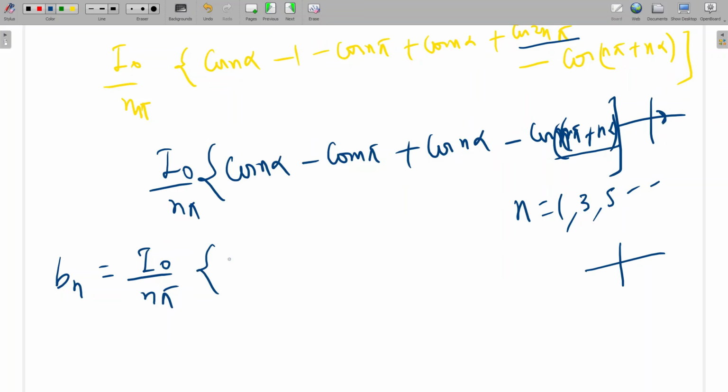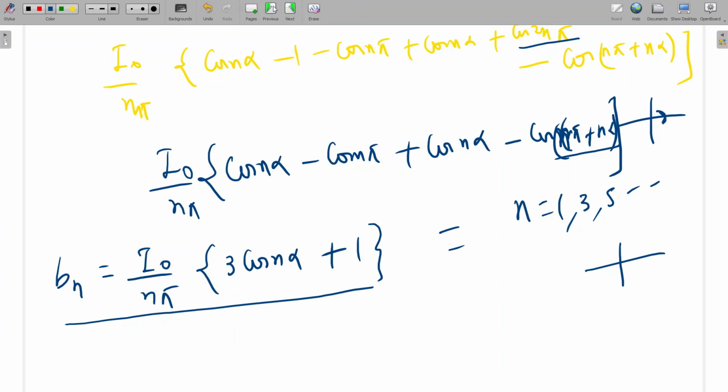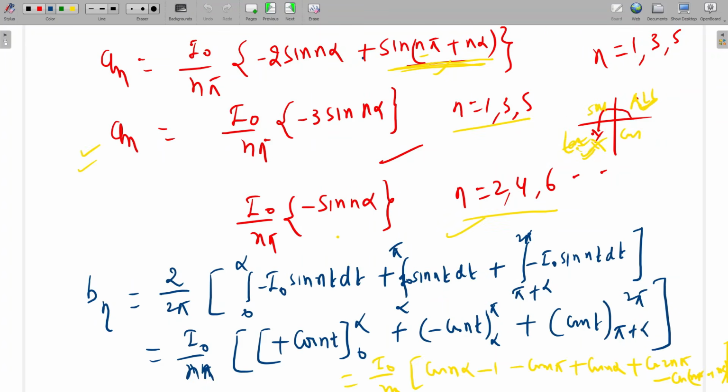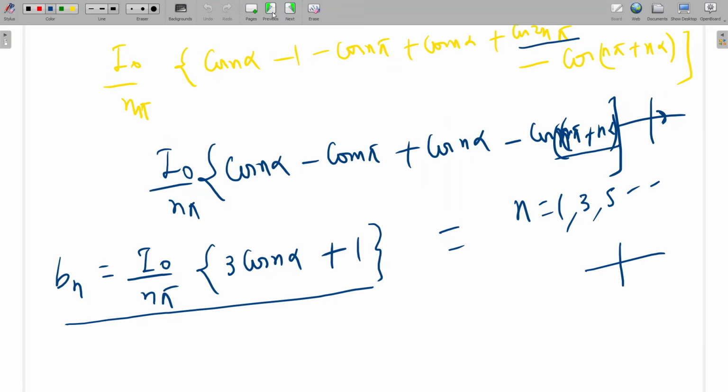3 cos n alpha plus 1, for n equal to 1, 3, 5. So we have to calculate the fundamental only, so we'll stick to this equation only. This is the Bn equation for n equal to 1, 3, 5, and this is the An equation for n equal to 1, 3, 5. So with these two equations, we can calculate the fundamental component. Is it clear to all up to now? Yes, sir.